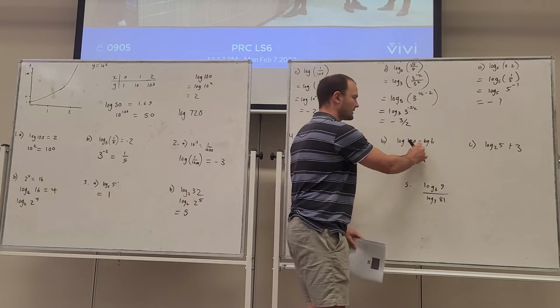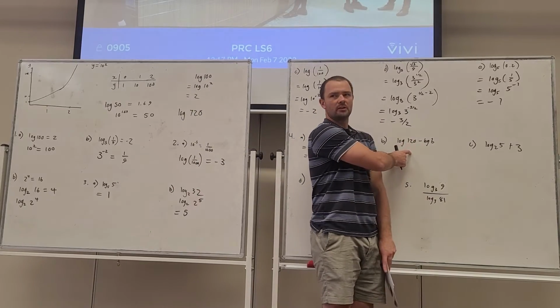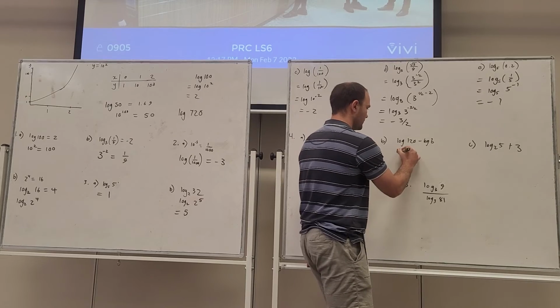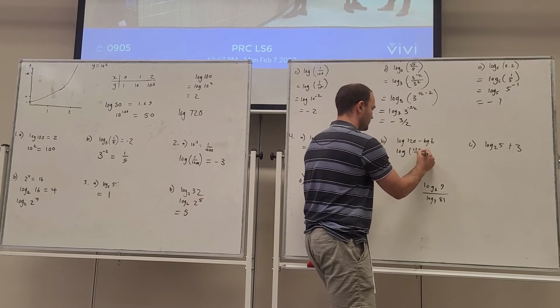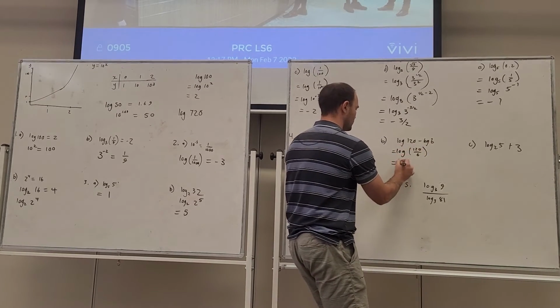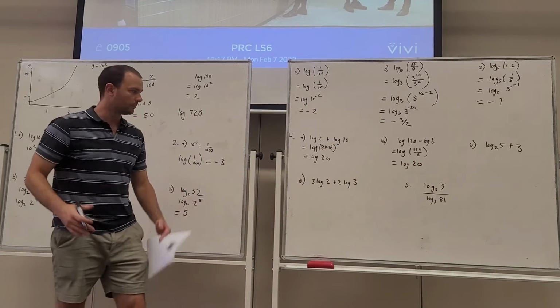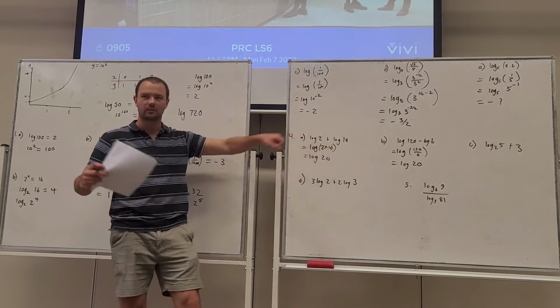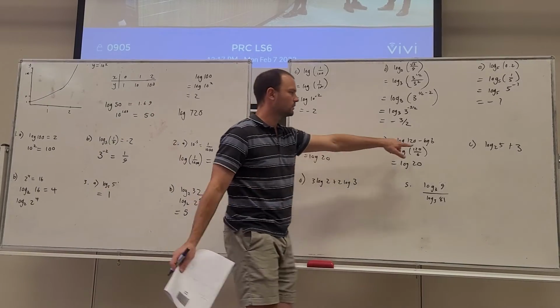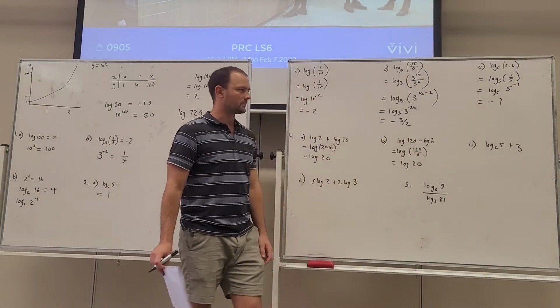Okay, when we're subtracting, it is the first one divided by the second one. So it's going to be log of 120 on 6, which is also log of 20. Okay, so here's another link. You put log 120 minus log 6 in the calculator, you will see it is equal to log of 20.